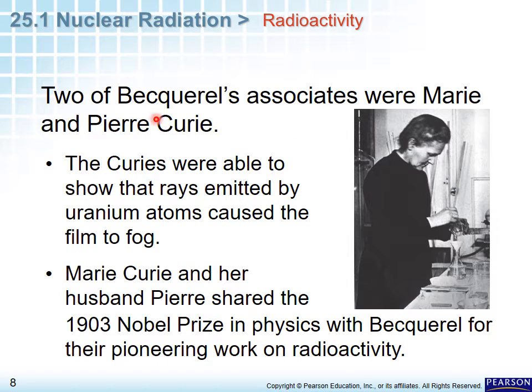Two of Becquerel's associates were Marie and Pierre Curie. The Curies were able to show that the rays emitted by the uranium atom caused the film to fog. Marie Curie and her husband Pierre shared the 1903 Nobel Prize in Physics with Becquerel for their pioneering work on radioactivity.